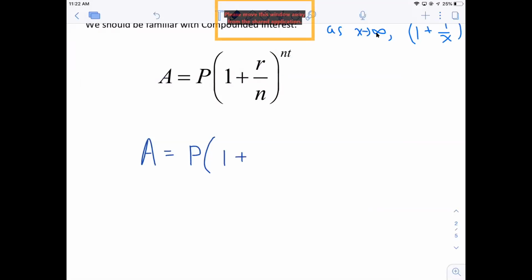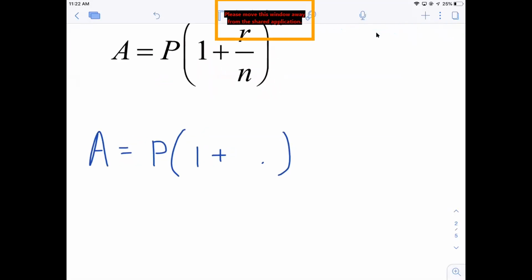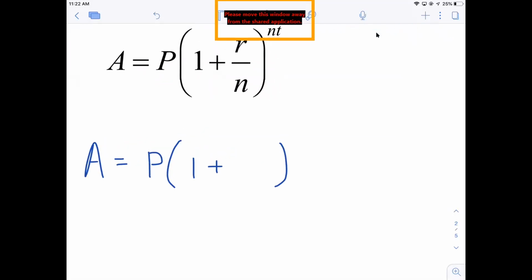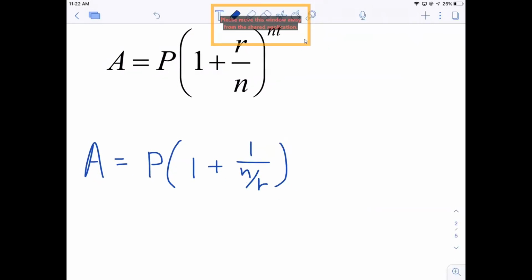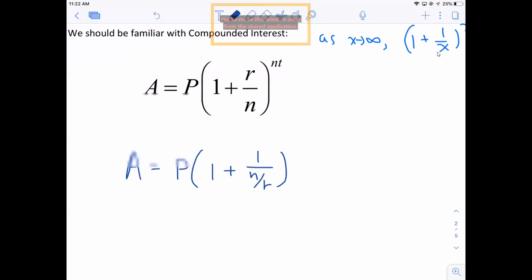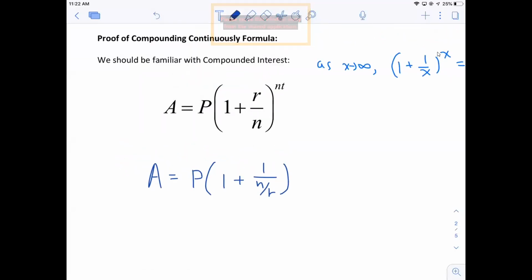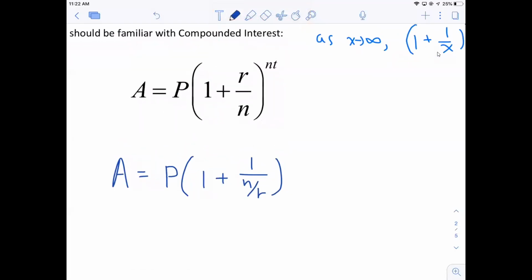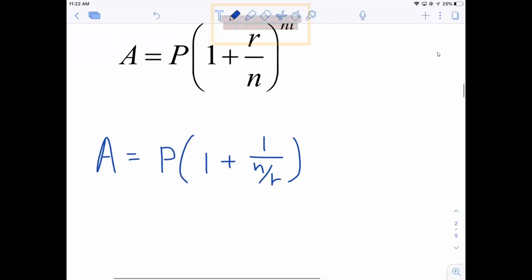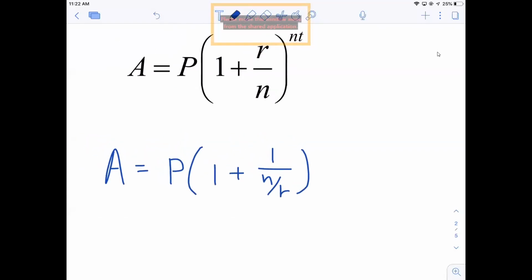I'm going to do some algebraic manipulation. These steps aren't going to make sense until the very end. So the first thing I'm going to do is I'm going to change r over n to 1 over n over r. All right, you don't need to understand why I do this. I just want you to see that these are equivalent. Right, this is a proof of our continuous compound interest formula. So the steps in this proof aren't going to be logical until the end.